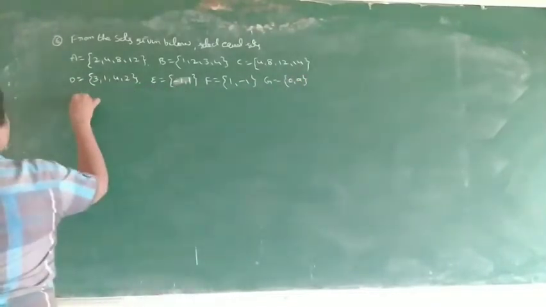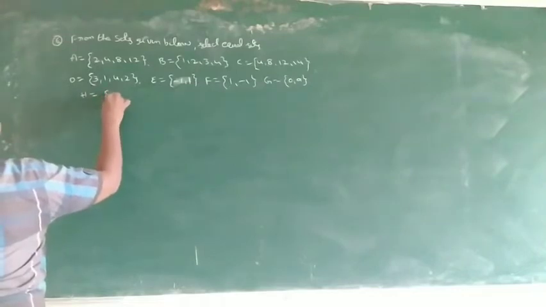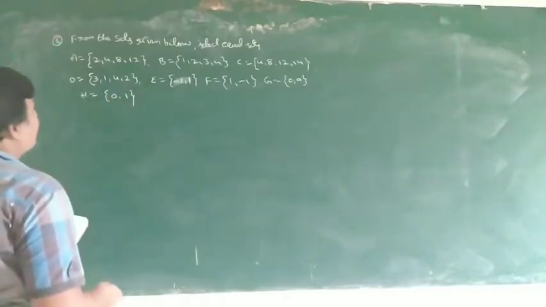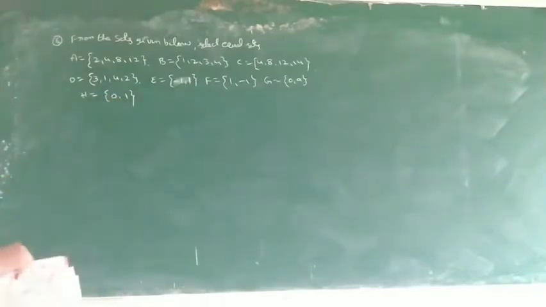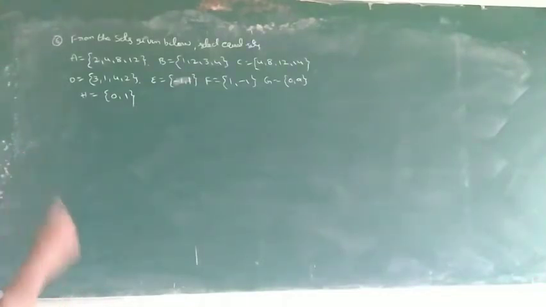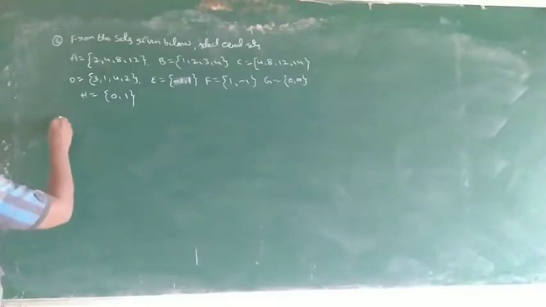Next, H is equal to {0, 1}. Eight sets are given: A, B, C, D, E, F, G, H. In the 8 sets, what are the equal sets?